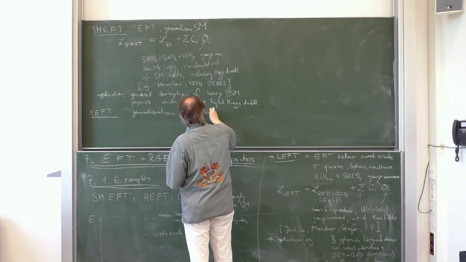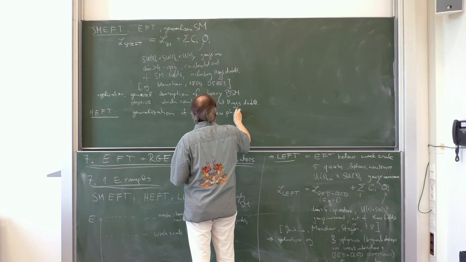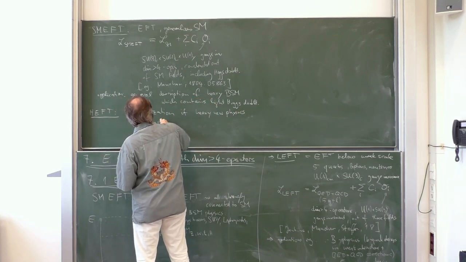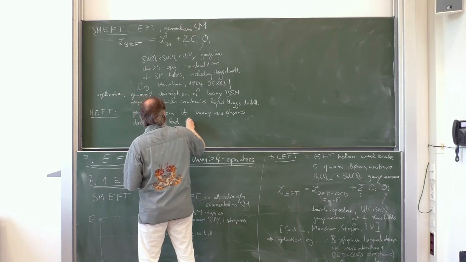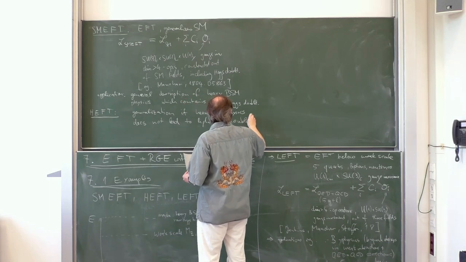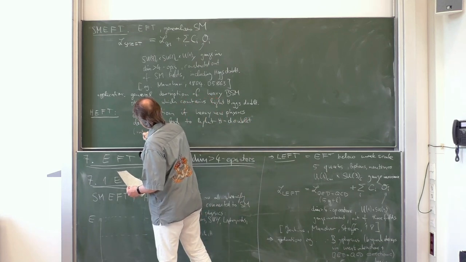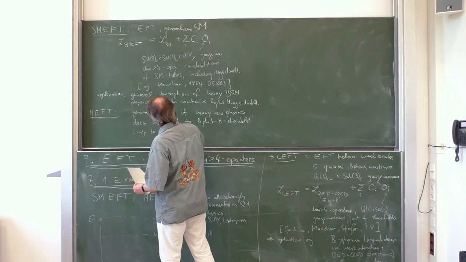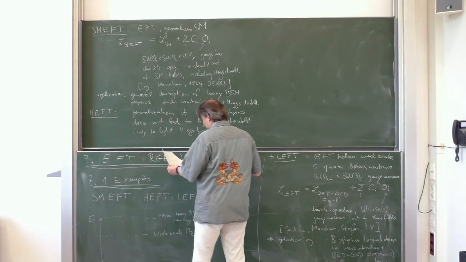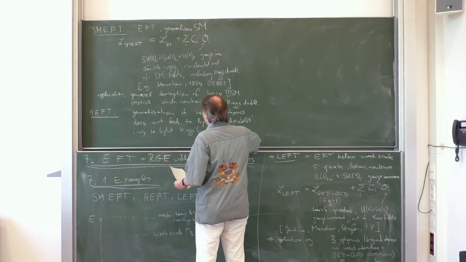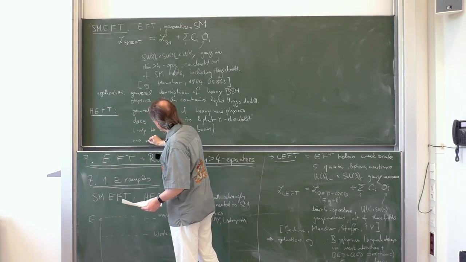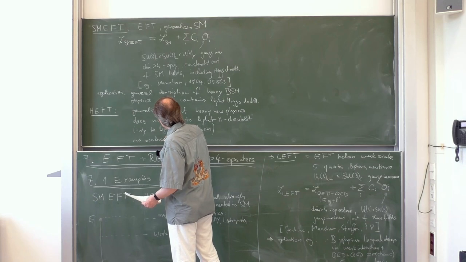If the heavy new physics does not lead to a light Higgs doublet, only to a light Higgs boson. And the way the theory is then formulated is with a so-called nonlinear realization of the Higgs mechanism.